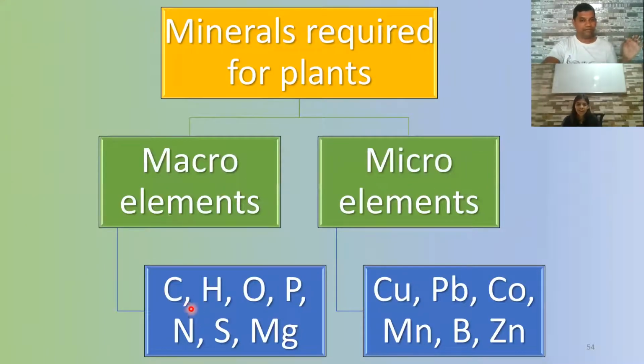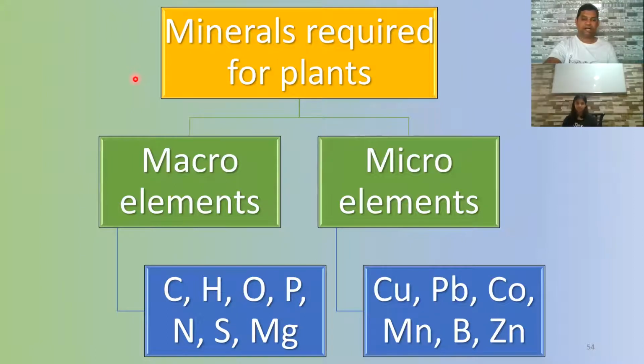So all the minerals which are required for the plants are divided into two categories. Some are macro elements, while some are micro. Macro elements, matlab they are very important elements which are required in large quantities by all the plants, having major functions. Large quantities में है इसलिए macro elements बोलते हैं.